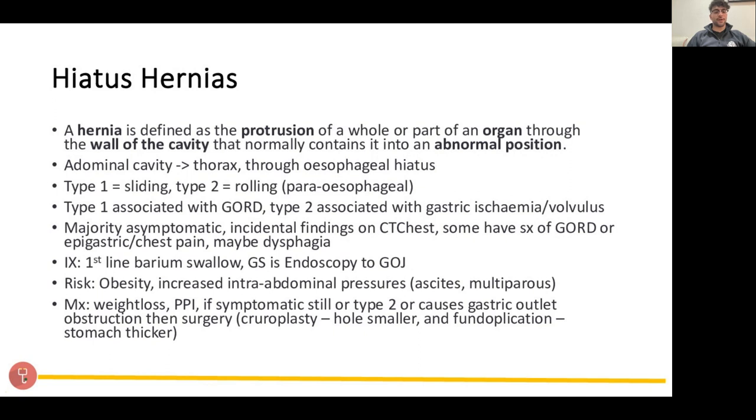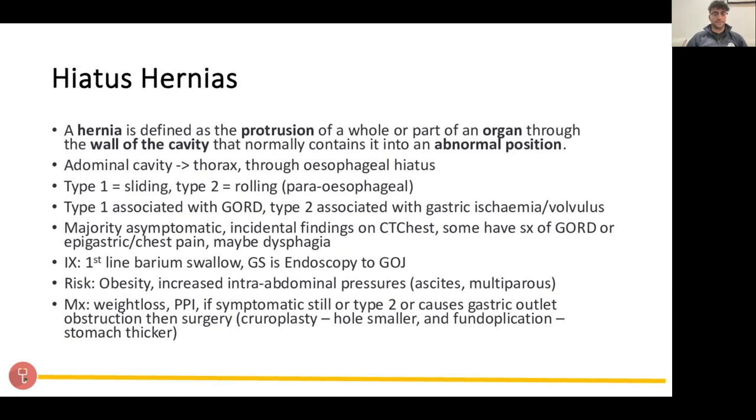What I want you to know is that there are two types of hiatus hernias: sliding, which is type 1, and type 2 is rolling, which is also paraesophageal. What I mean by that is that with a sliding, the stomach and the esophagus are continuous, and so part of the stomach following the esophagus rides up into the thorax through the esophageal hiatus. Whereas a rolling one is if you imagine that the esophagus remains in the same place, but part of the stomach goes in next to it. And so type 2s are a higher risk associated with gastric ischemia and volvulus, whereas type 1s are more associated with GORD.